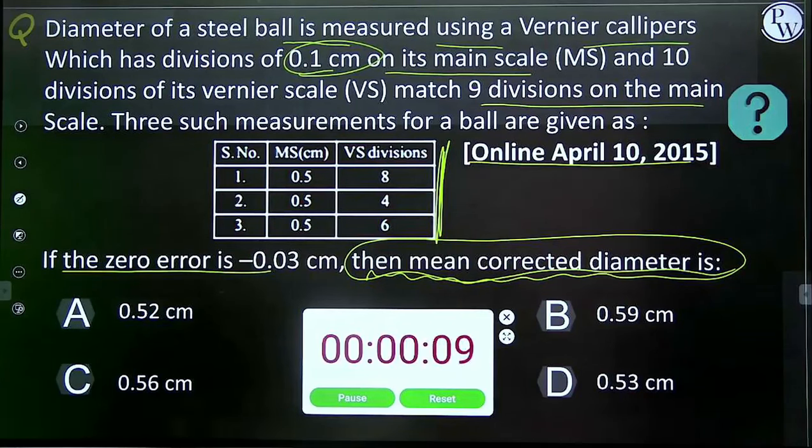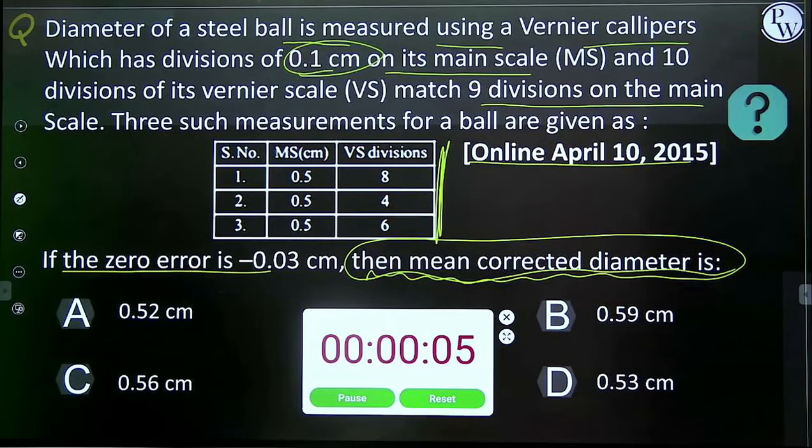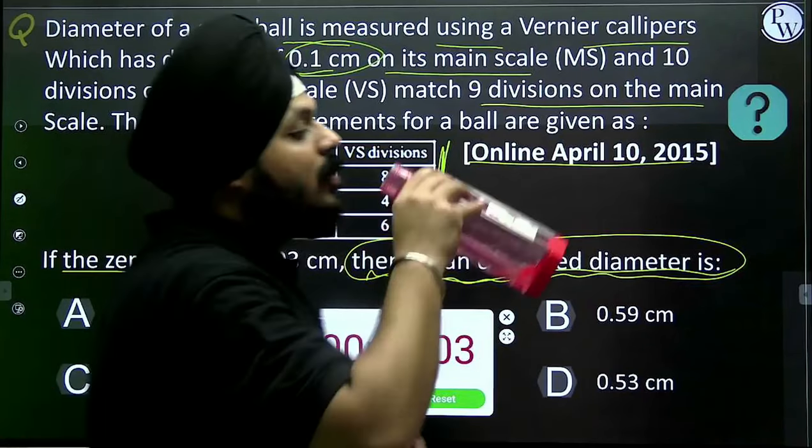Less than 10 seconds remaining. Come on, everyone. Less than 10 seconds remaining.